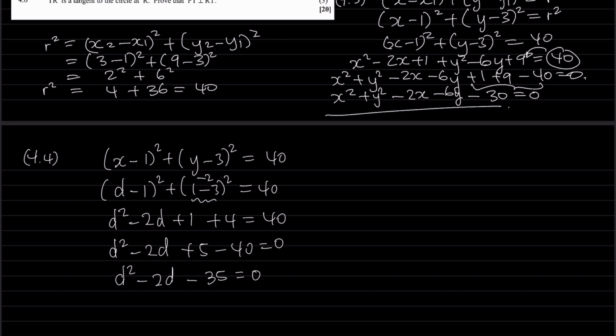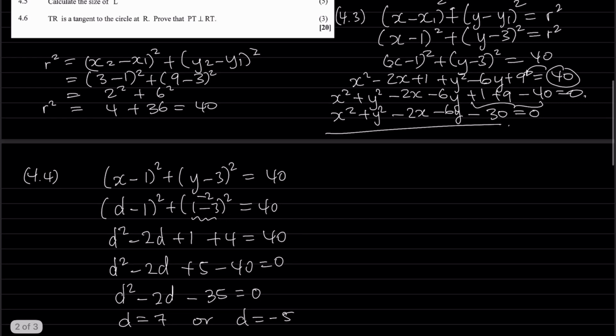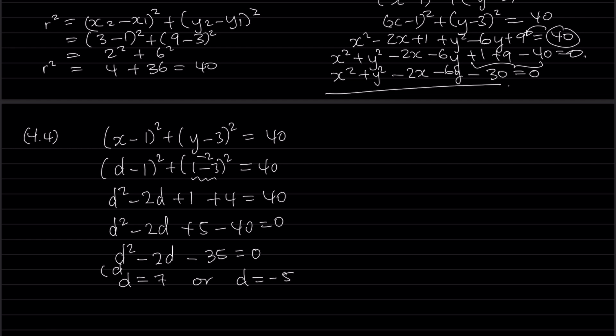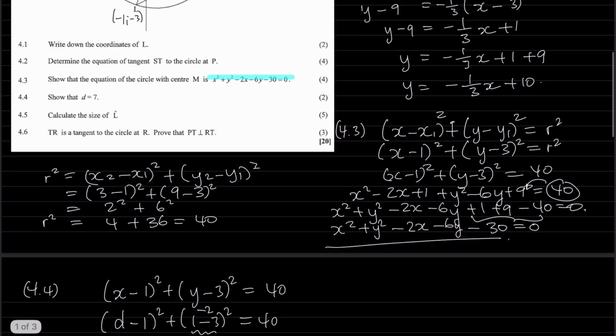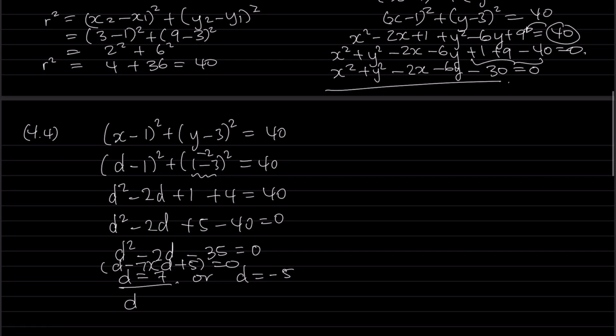And now we can solve. So mode 5, 3 on our calculator, 1, negative 2, negative 35. And our answer here is x is equal to 7. So d is equal to 7 or d is equal to negative 5. Now remember they said that d is positive. They tell us that d is positive in the instruction. So we're going to take the positive value and say that d is equal to 7. We will reject this.